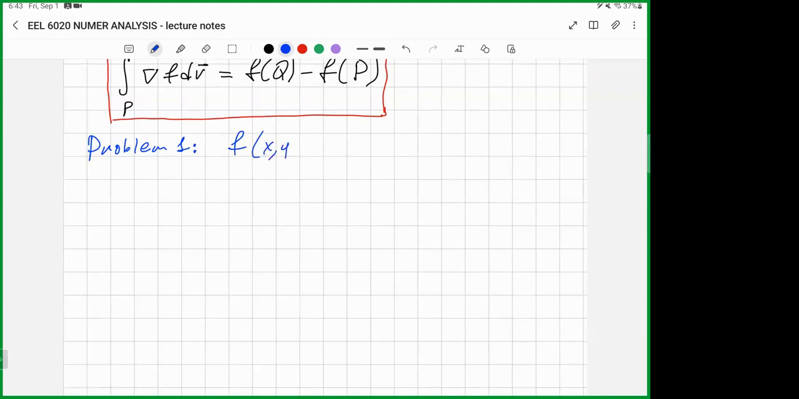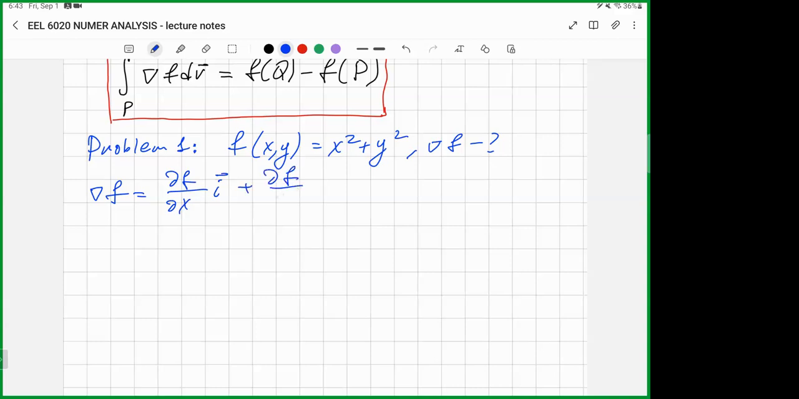Let's take some function. For simplicity, let's go with two variables, x squared plus y squared. Very simple. So what is the gradient? Let me write this formula for the two variables. The gradient of f is df over dx i plus df over dy j. So I can go and apply this formula.